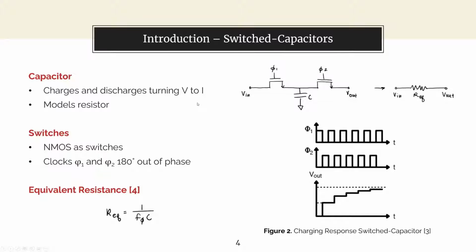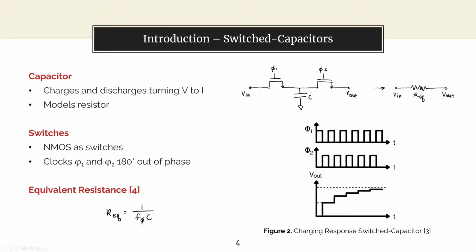Now I'll explain a little bit about switched capacitors. A switched capacitor is a technique of modeling resistance by controlling the charge on a capacitor. It works by using two switches connected to two clocks, phi1 and phi2, which are 180 degrees out of phase, as seen in this figure.